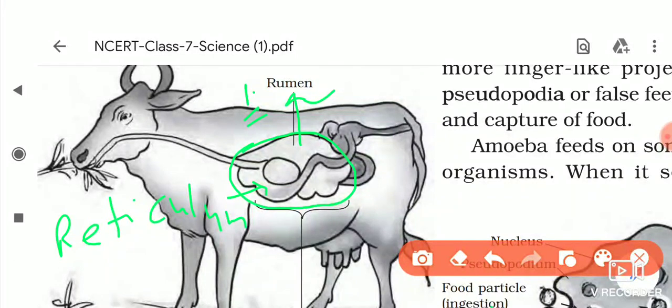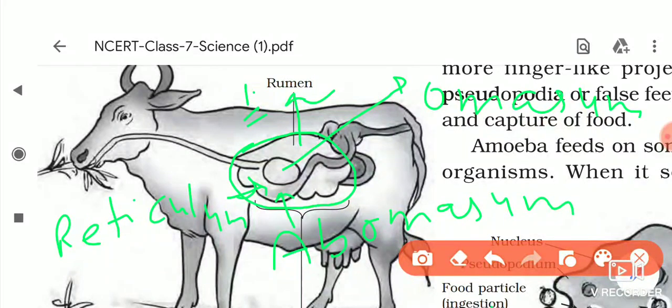Reticulum. And this is the third part. This is called omasum. And the last part is this one, and this part is abomasum. Abomasum means the grass eating animals have four parts. Their stomach is divided into four parts. First rumen, second reticulum, third one is omasum, and fourth one is abomasum.